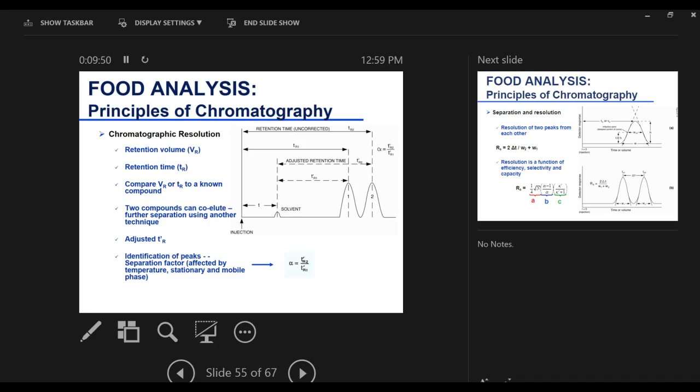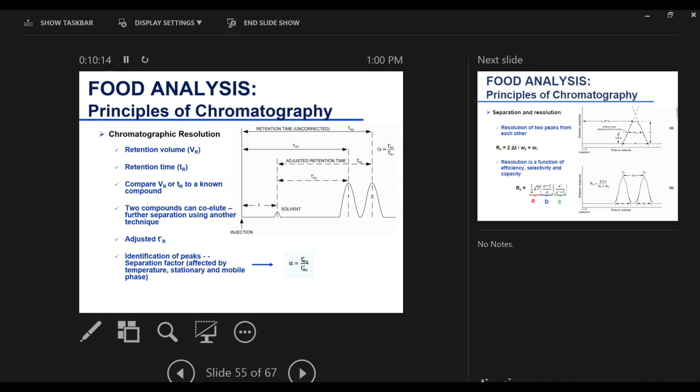This separation factor is impacted by the temperature, and obviously by the stationary phase and the mobile phase. So the selectivity of the stationary phase is very important. How selective is your stationary phase? It will allow separation of the compounds based on that selectivity.